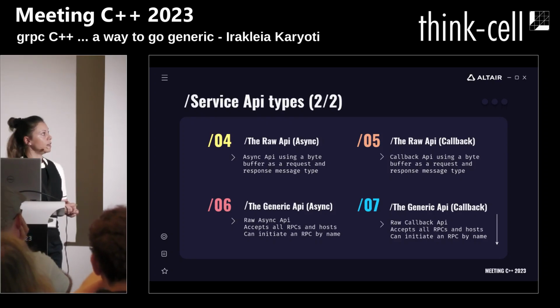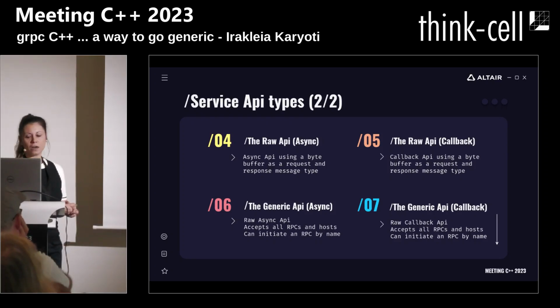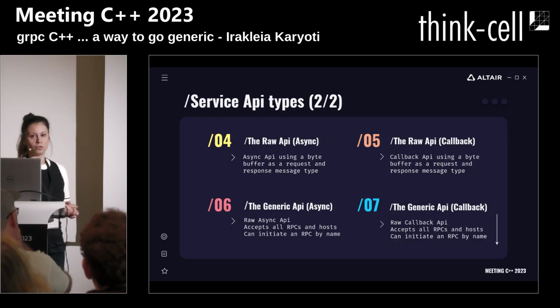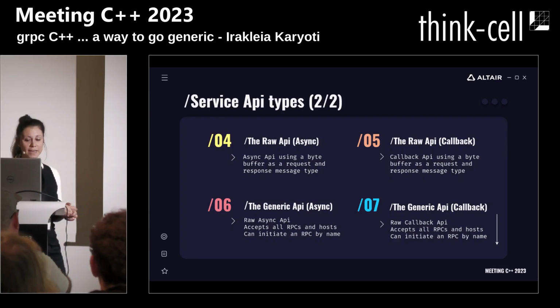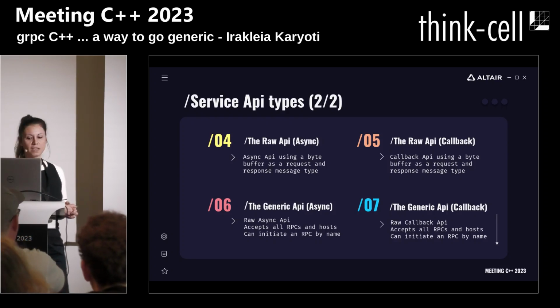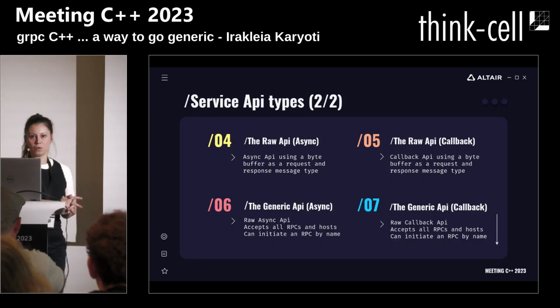There is the raw callback API, which again is a callback API, and the message types are using a raw byte buffer. And then there are the generic APIs that come as async and callback. Again, the message types are just raw byte buffers, and they accept all RPCs and hosts, and the difference is that they can initiate an RPC by name, which is mainly what we want.